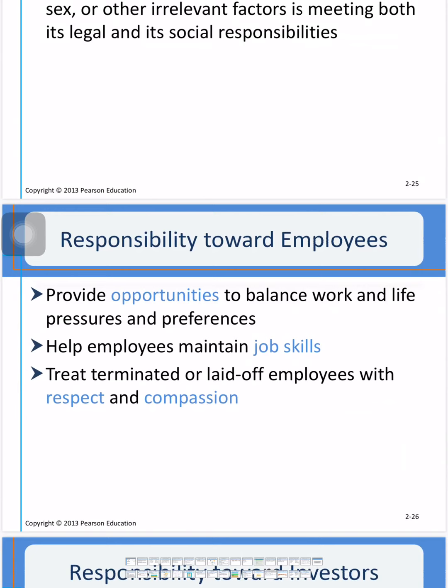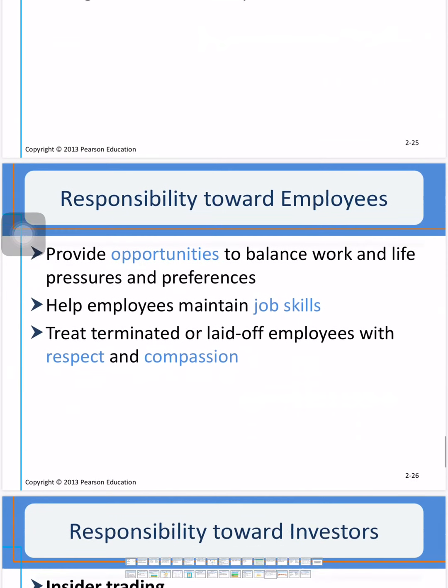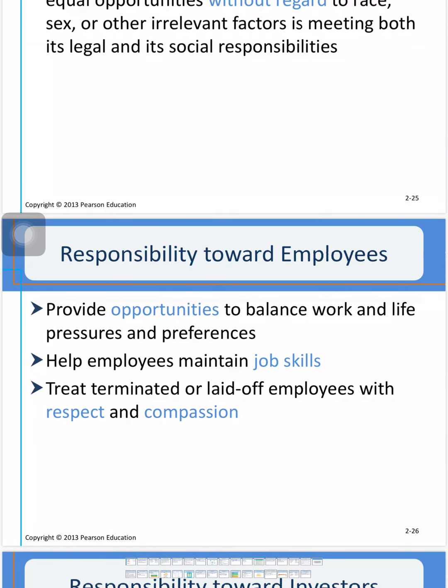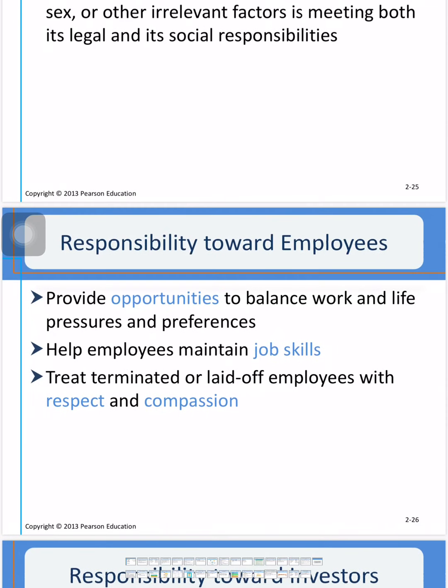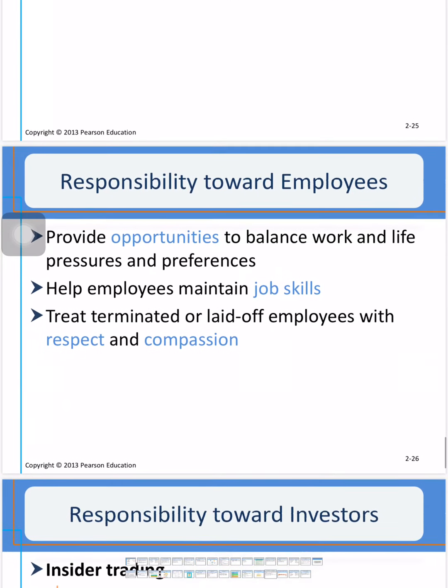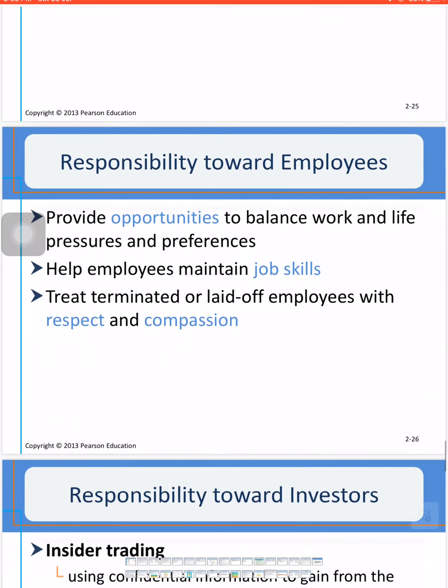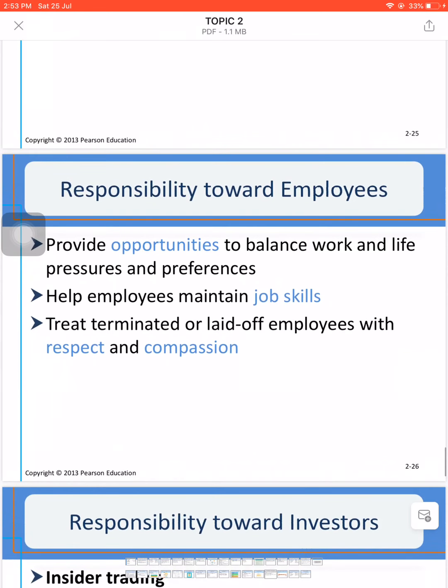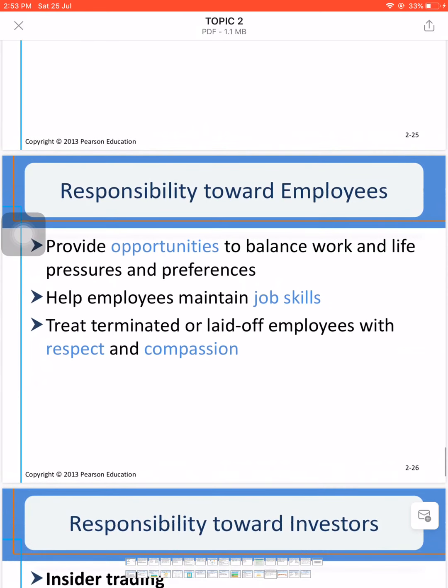That is how you are responsible towards the employees. You have to be fair with them in recruiting, hiring, training, promoting, and compensating. Next, this slide also says that responsibility towards employees means providing opportunity to balance work and life, pressure and preferences, and helping employees maintain their job skills by providing training for them.